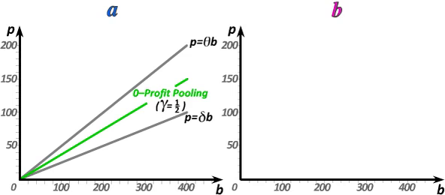If the fraction that's high-risk is half and the fraction that's low-risk is half, then the set of contracts that would result in zero profit if both high and low-risk individuals bought them would lie halfway in between those two lines.